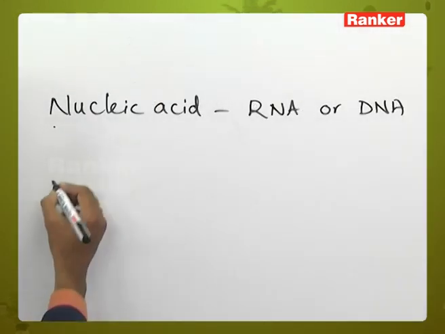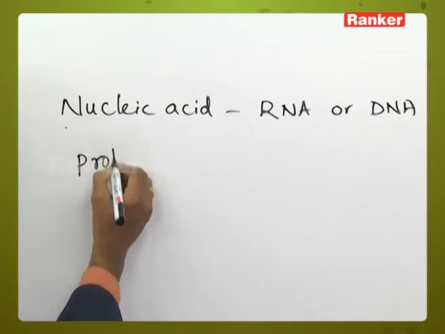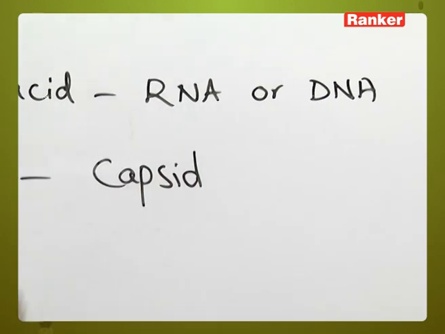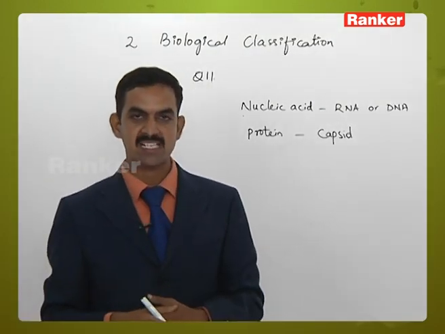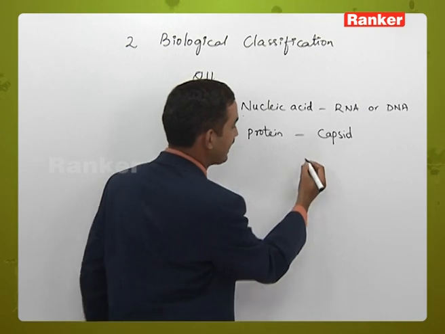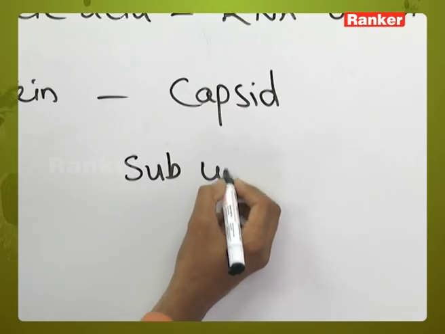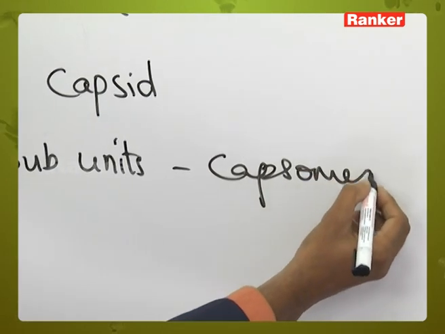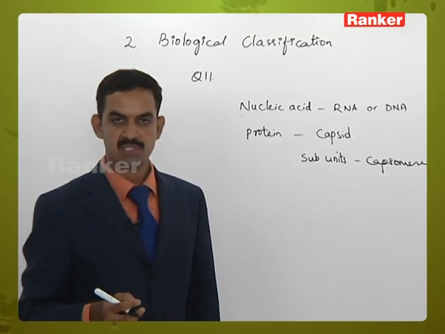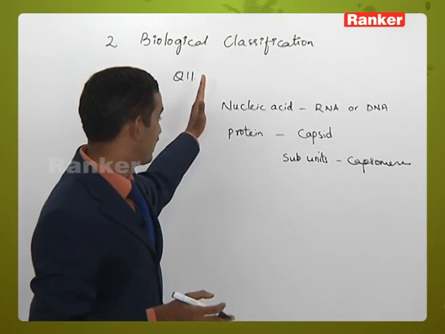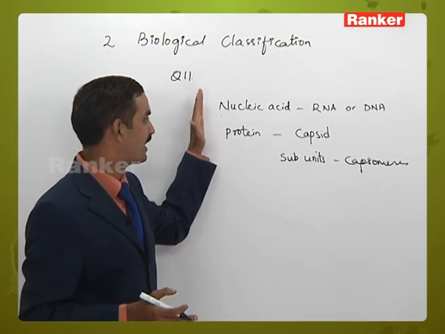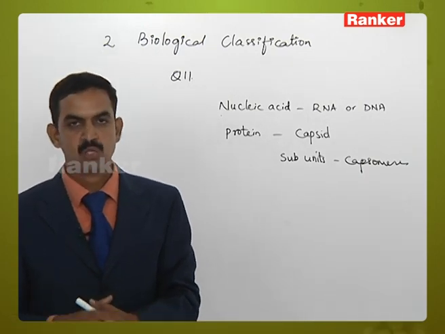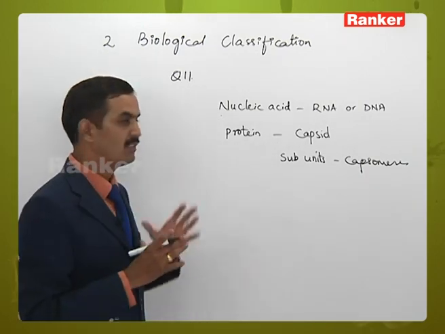Apart from nucleic acid, they also contain a protein part. The protein part is called the capsid, and this protein part contains subunits. The subunits of the capsid are called capsomers. Since viruses contain both nucleic acid and proteins, chemically they are called nucleoproteins. So these are some of the characters regarding viruses.